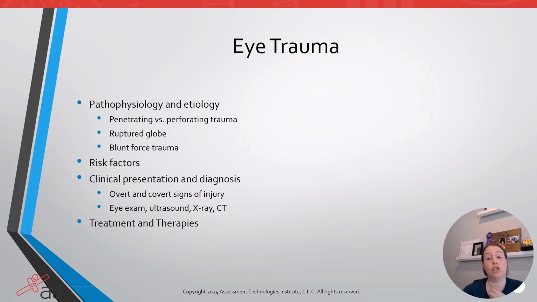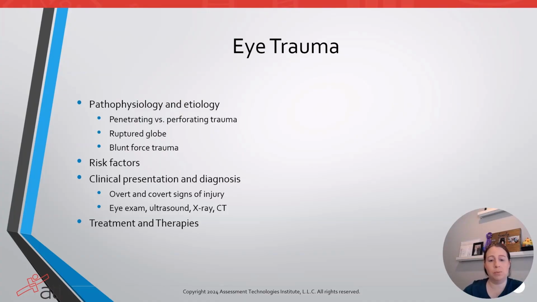You can also have a ruptured globe. So that's where the outer layers of the eye, like the sclera or the cornea, are punctured or torn. And so that can be from penetrating or blunt force trauma, like a hit to the eye that can cause an increase in intraocular pressure and then lead to a tear of the sclera. Risk factors for this are things like sports that have flying objects like baseballs, lack of protective eyewear, substances that impair judgment or balance that can increase the likelihood of eye injuries, or child abuse.